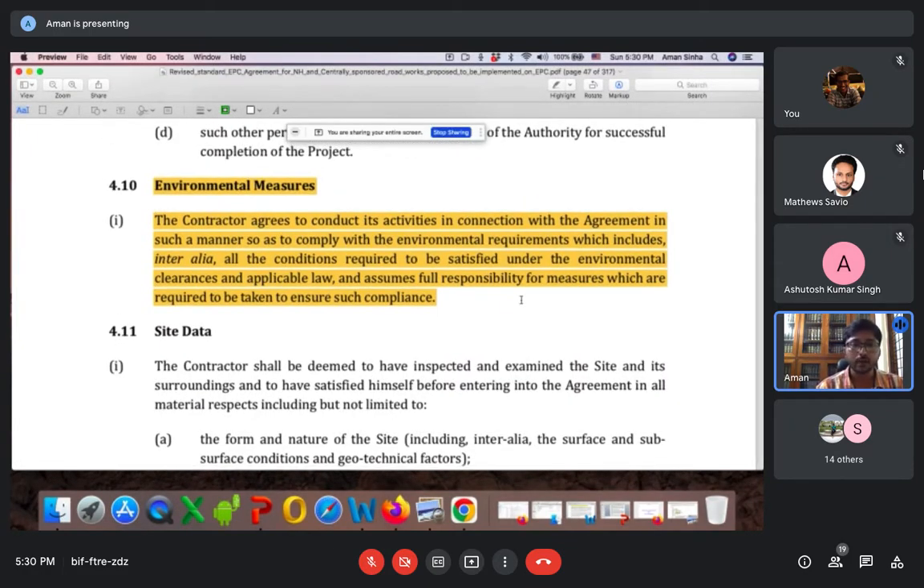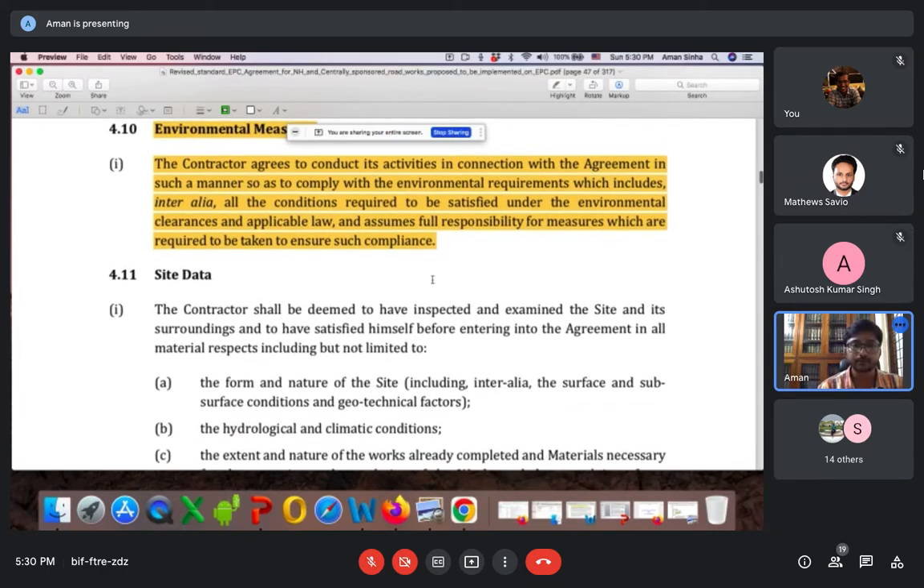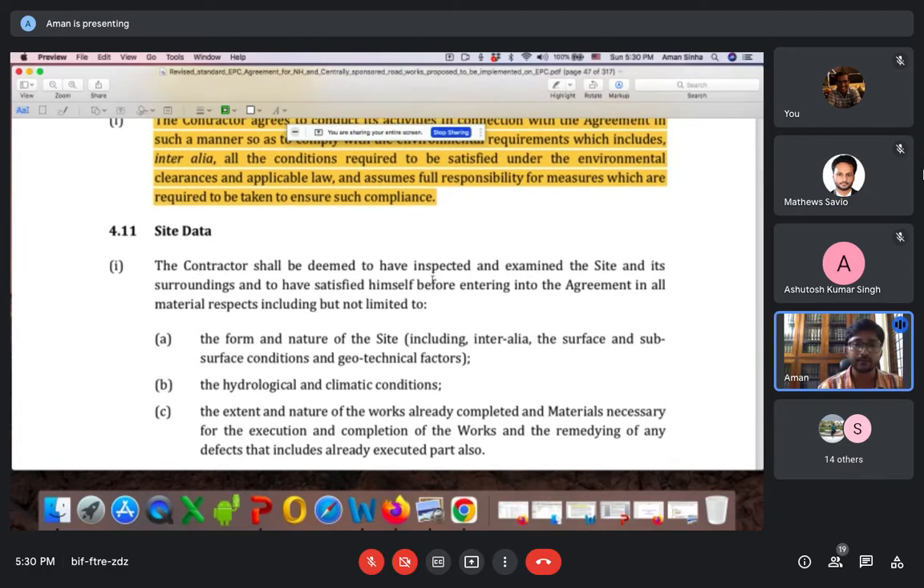So this is what I was talking about, the environmental measures. The contractor agrees to conduct its activities in connection with the agreement in such a manner so as to comply with the environmental requirements, which include applicable laws and clearances, which are as per Indian law.